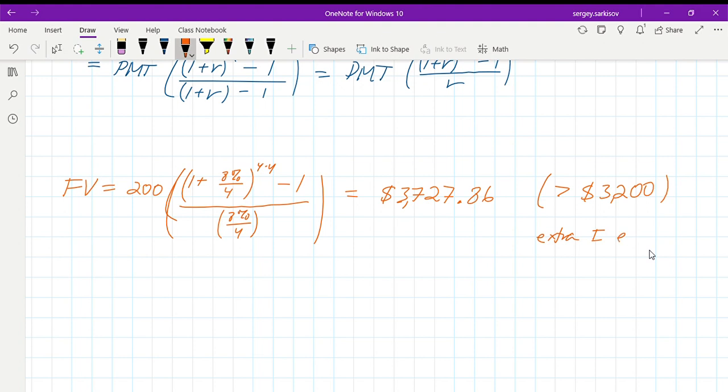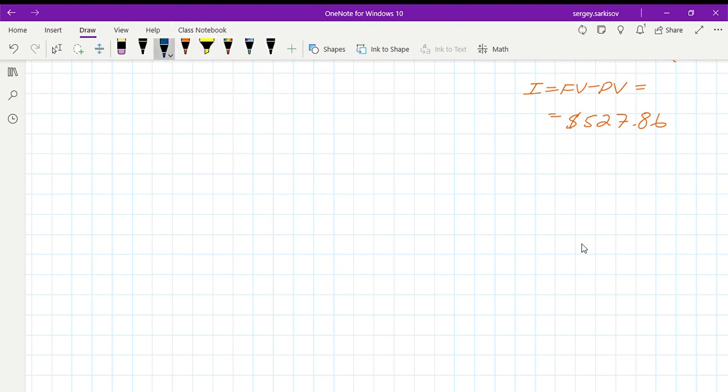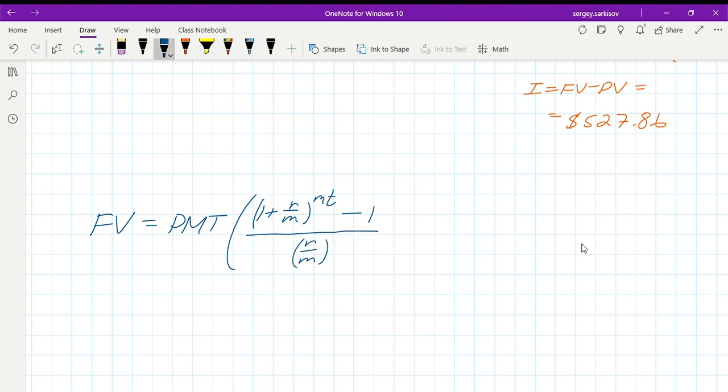The interest earned is equal to the future value minus the present value, in other words, the principal, and that's going to be $527.86. So we won that. And the formula finally would be: future value is equal to the payment made, times 1 plus R, but not R, let me call it R over M, that's what I is, the actual interest per period, to the MT power, that's how many periods there are, minus 1, all over R over M, that interest per period.